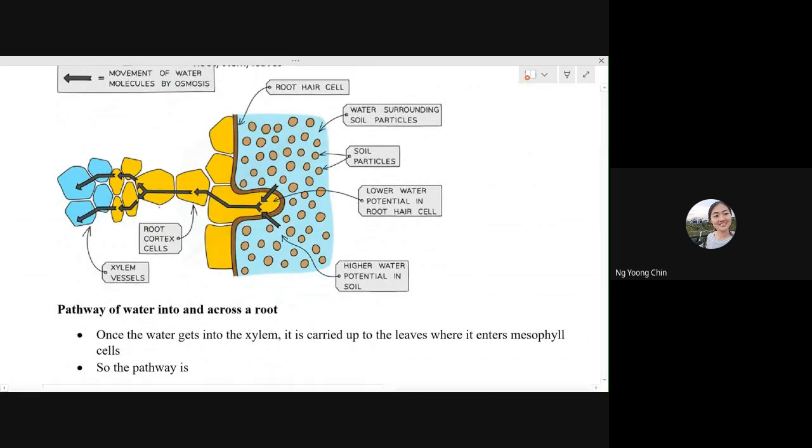So you can imagine that this is the root hair cell. How is the water able to get from the soil water into the cell sap, and then enter the root cortex? This root cortex cell is just adjacent to the root hair cell, and then the water will diffuse, by the osmosis process. Then it will get into the xylem vessel.